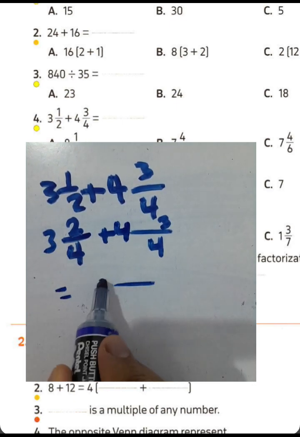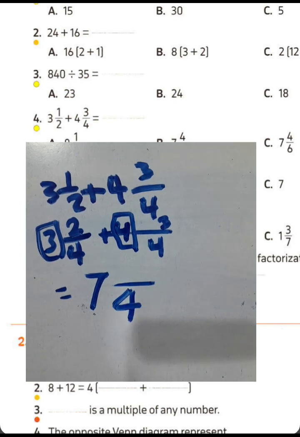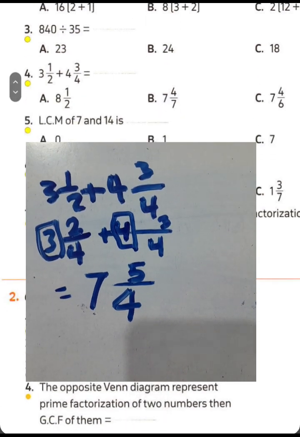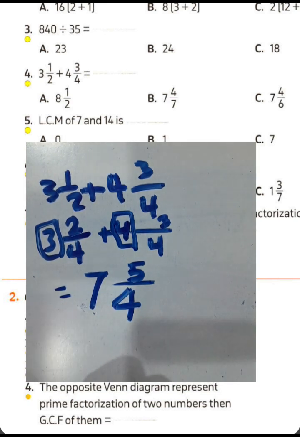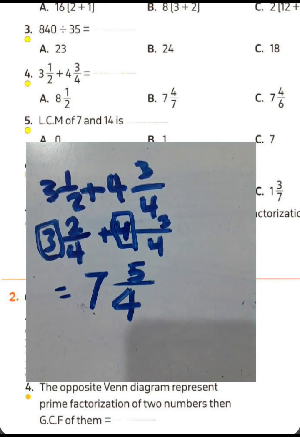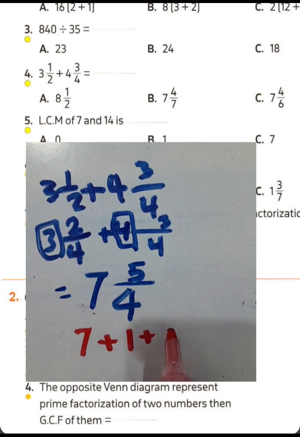The next step, add the whole numbers, 3 plus 4 equals 7. And write 4 in the denominator, 2 plus 3 equals 5. The result will be 7 and 5 over 4. But 7 and 5 over 4 is not in simplest form. Why? Because the numerator here is greater than the denominator. Then ask yourself, 5 divided by 4 equals what? 5 divided by 4 equals 1 with remainder 1. Okay? 5 over 4 will be 1 and 1 over 4. Why? Because 1 was 4 over 4. Understood?